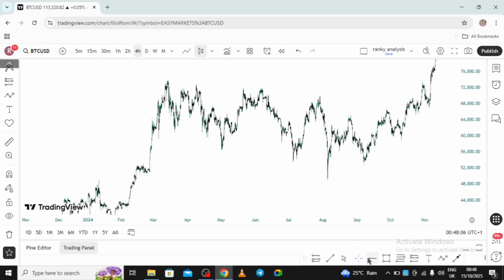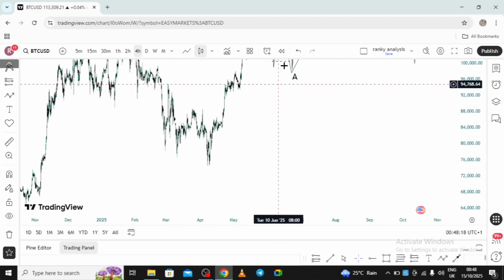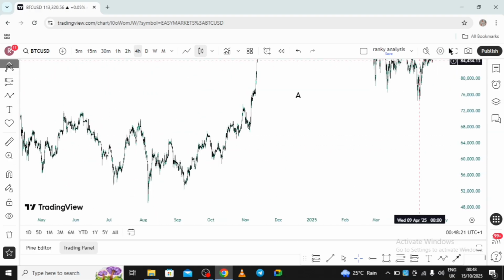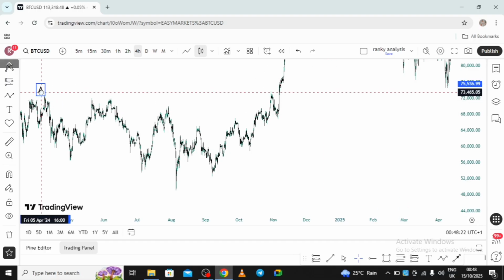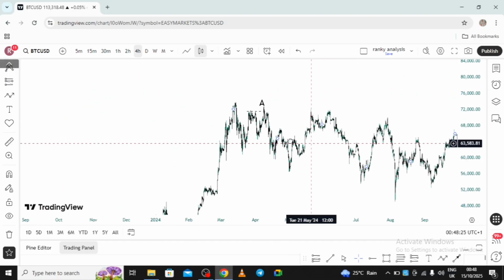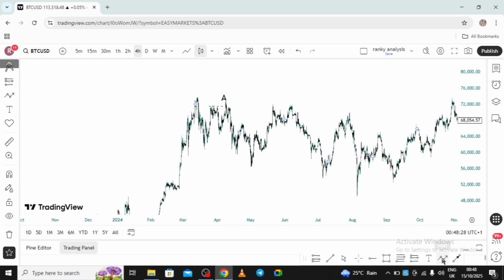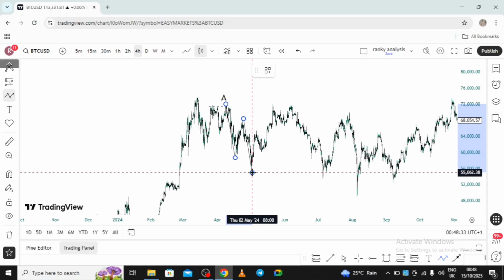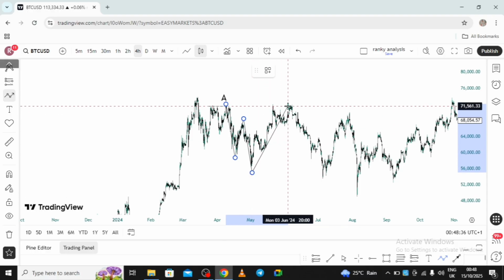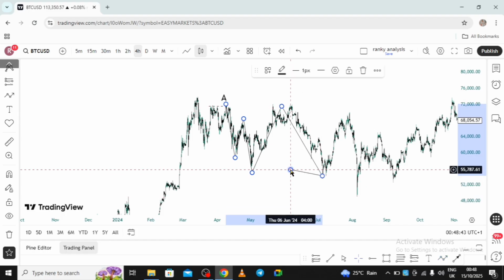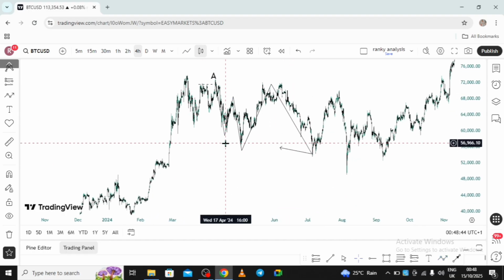You can see the sweep right here. It's our A. Expecting price to come and take out this and continue to the upside. Let's move.